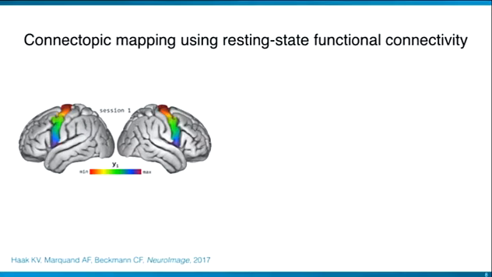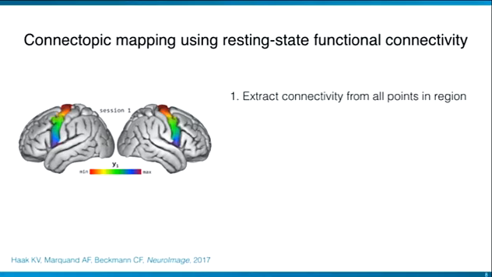This is already the results to show you where this is going, and we're going to go a bit into the methods that are available to extract these patterns. They use the term connectopic mapping because essentially these topographic maps are mapping consistent patterns of connectivity across the cortex. And here are the basic steps.